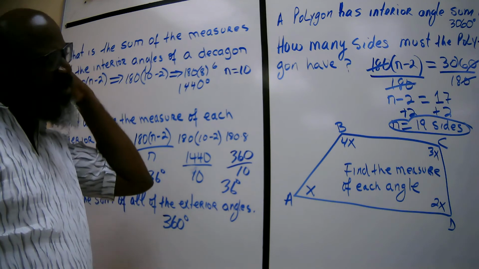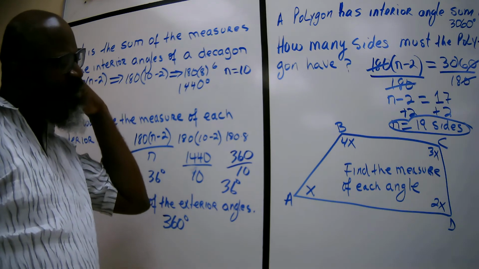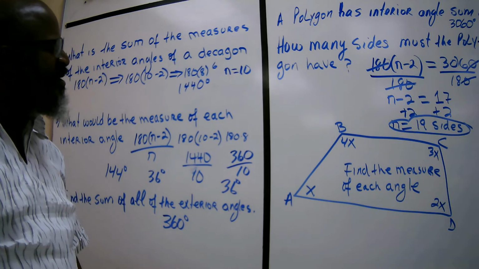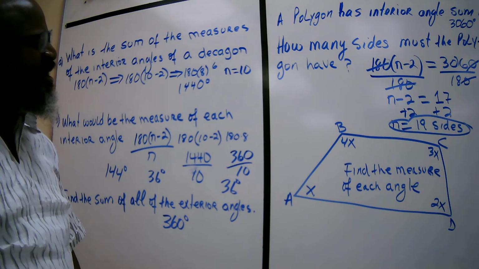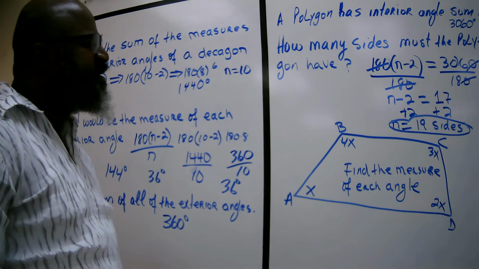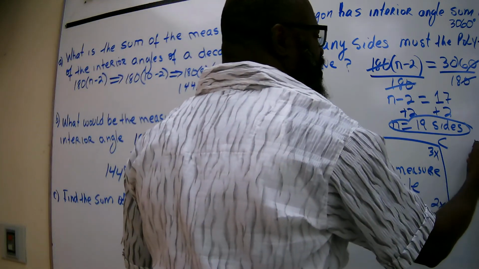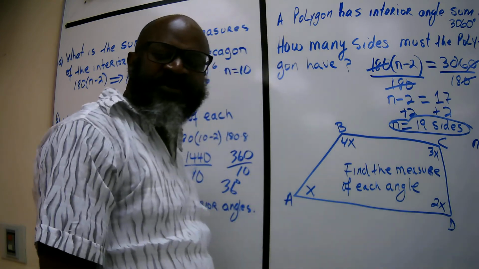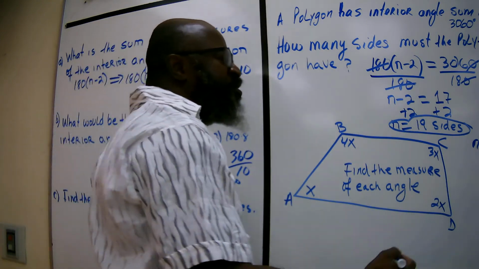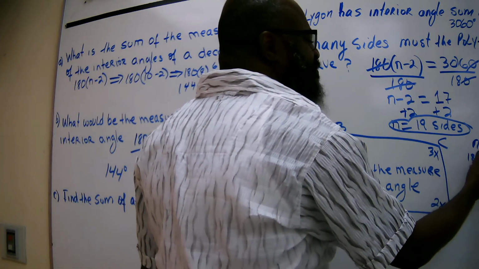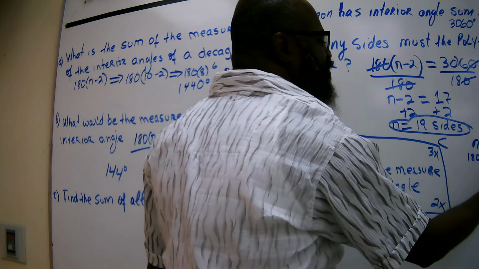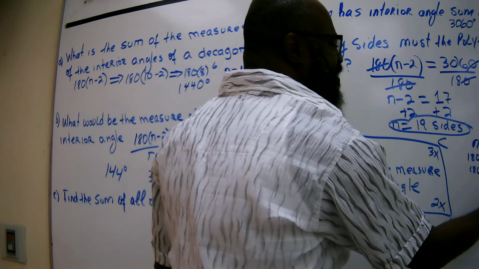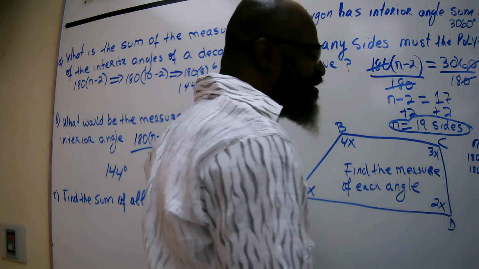Alright. The other question, you have a quadrilateral and they are asking you to find the measure of each angle. This is easy. You know that for a quadrilateral n is 4, and even if you did not know, the sum of the interior angles of a quadrilateral is 360 anyway. So let's verify that. That will be 180 times 4 minus 2. 180 times 2 is 360. So this sum verifies that.